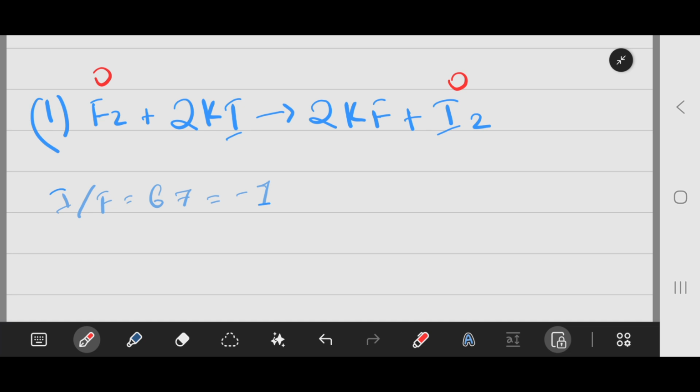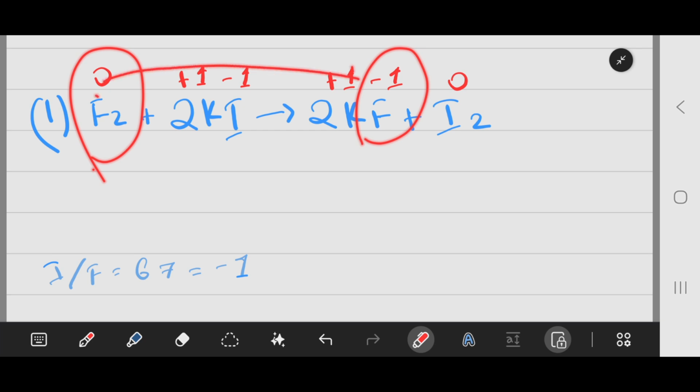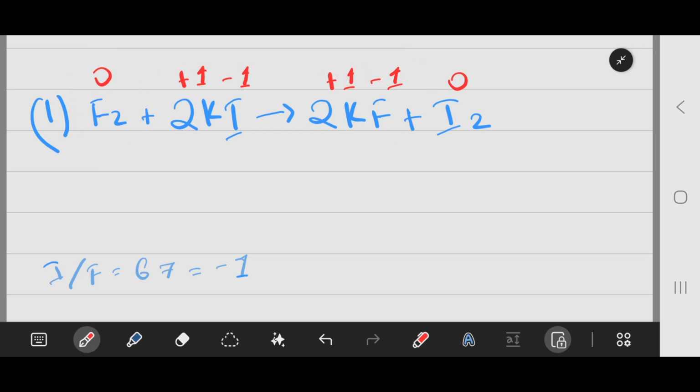For potassium, it belongs in group number 1, so for potassium there is a +1. Iodine, because it's -1, will be a -1 over here. Fluorine also belongs in group 7, so it will be a -1, and potassium will be a +1. So now let's figure out what's being oxidized and what's being reduced. Isolate one element, fluorine over here and fluorine over here. It's going from a 0 to a -1, so it is decreasing. So there is reduction going on over here.